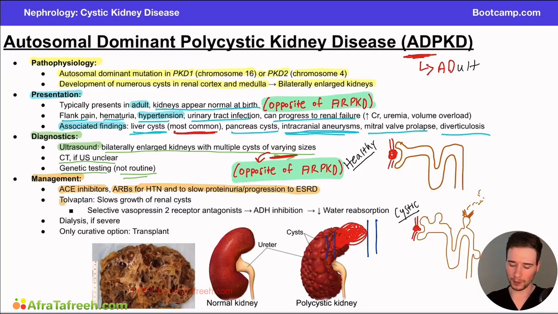We can also consider something called tolvaptan, which through various mechanisms is known to slow the growth of renal cysts. Again, does this fix the problem? No, it's symptom management. We're slowing the progression of the disease. Tolvaptan is a selective vasopressin 2 receptor antagonist. Remember, vasopressin 2 receptors are typically located on the collecting duct in the kidney. This is going to lead to ADH inhibition and decrease our water reabsorption. But keep in mind, that's not necessarily why we're giving it to these patients. That is a mechanism by which it works. However, the main reason we're giving it to these patients is to slow the growth of renal cysts.